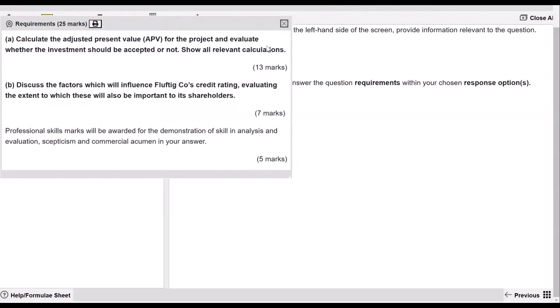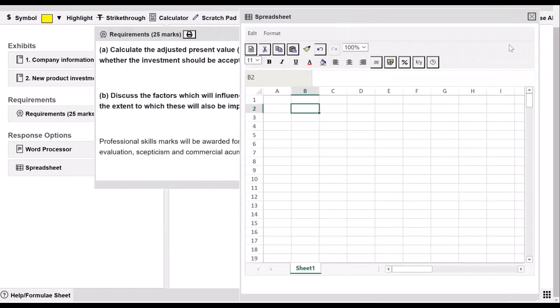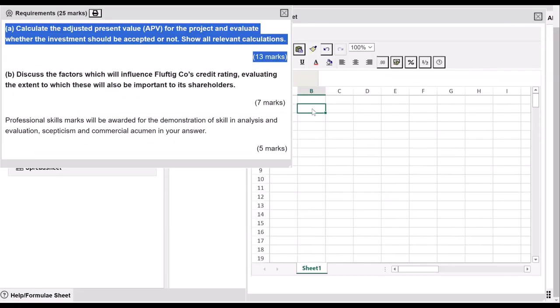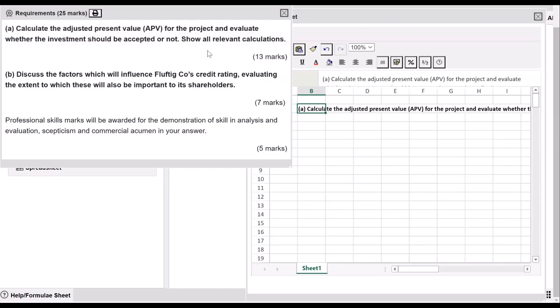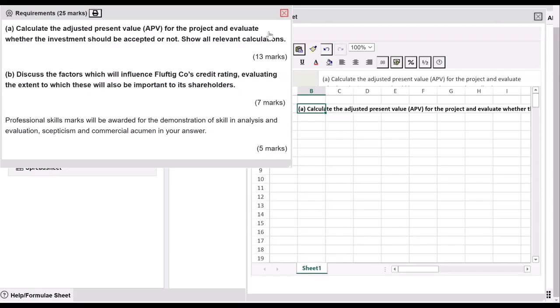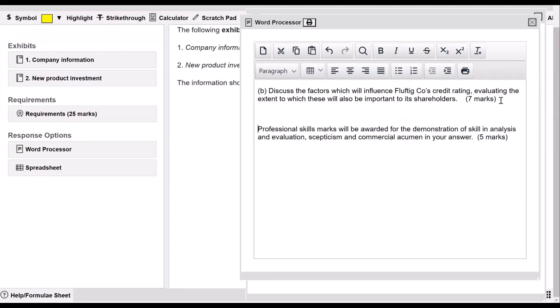Even before you read the requirements, it's recommended to copy and paste them into the word processor and the spreadsheet. The first requirement is about to calculate, and it would be recommended to have that requirement in the spreadsheet. So let's copy and paste requirement A into the spreadsheet. It is about to calculate APV, and the second requirement is to discuss, and let's have that in the word processor and just line it up.